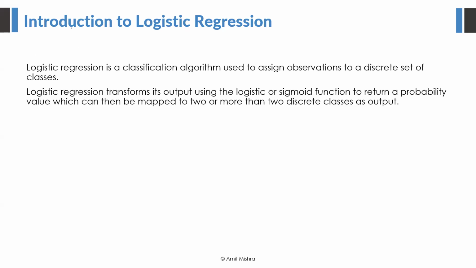Now, let's start with our definition part. Logistic regression is defined as one of the classification algorithms which is used to assign observations to a discrete set of labels or classes. In this case, logistic regression transforms its output using a logistic model. One it uses is the logit function, which is also known as the logistic function, and the other one is known as the sigmoid function.